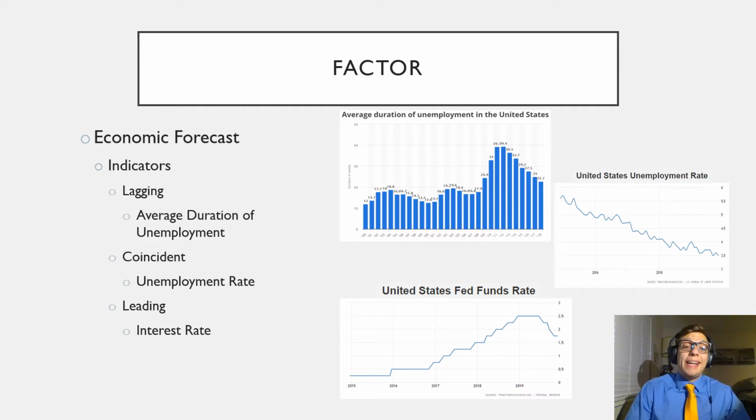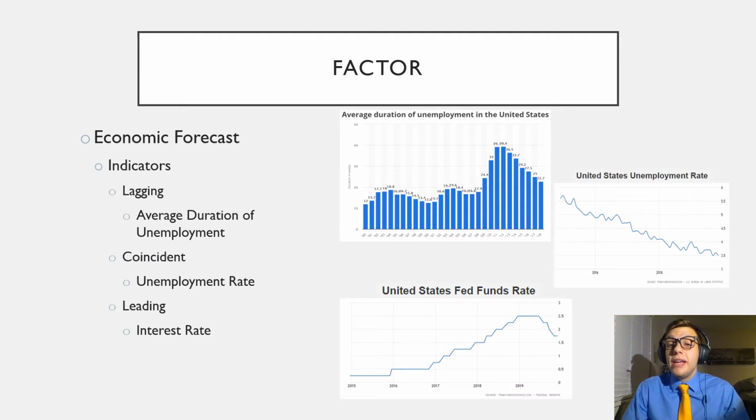First, looking at the lagging indicator in the United States economy, we look at the average duration of unemployment in the United States. And as you can see in the graph at the top, the average duration of unemployment in the United States has been slightly up and down over the last 30 years or so. However, over the last 5 to 10 years, it has dropped significantly.